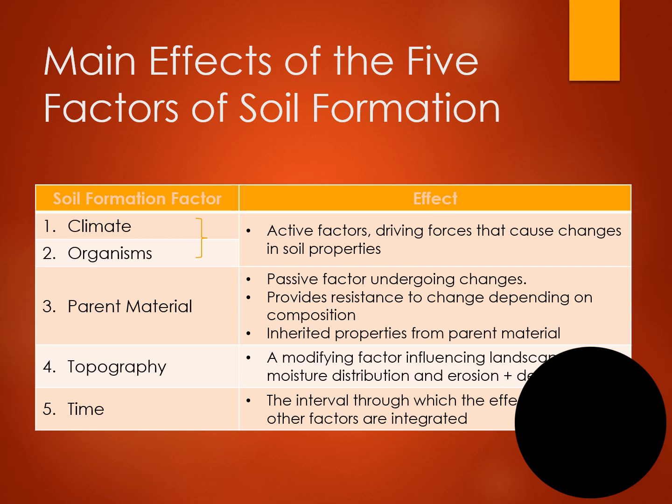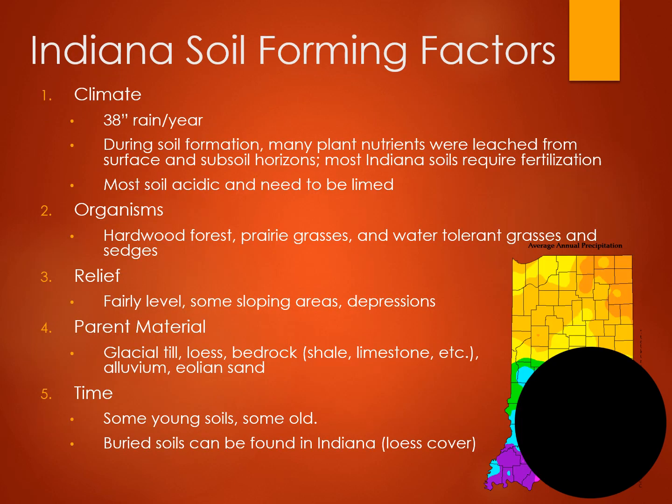And then we have parent material. This is a pretty passive factor that undergoes changes over time. It has differing resistance to change depending on its composition, and a lot of the soil's inherited properties come from the parent material. So when I'm talking about parent material, I'm talking about the rock that forms in place to create soil, or the glacially deposited soil that then over time changes and weathers into what we have today. Topography is another soil formation factor. This is a modifying factor that influences landscape.